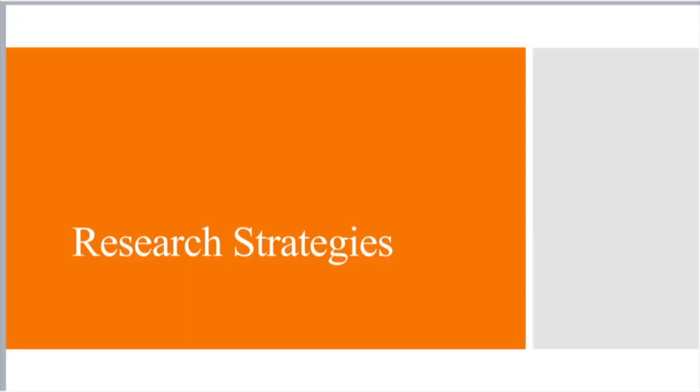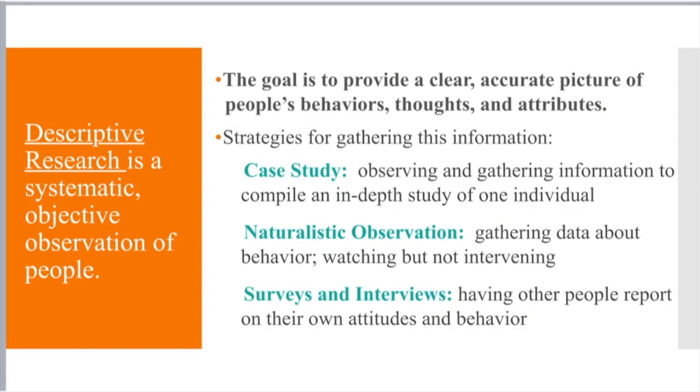As I just said, we are going to be talking about research strategies today, and that really starts off with this idea of descriptive research, which is a systematic, objective observation of people. We can do this through a number of means. We are going to look in more detail at case studies, naturalistic observations, surveys, and interviews, but for all of these methods in descriptive research, the goal is to provide a clear, accurate picture of people's behaviors, thoughts, and attributes.